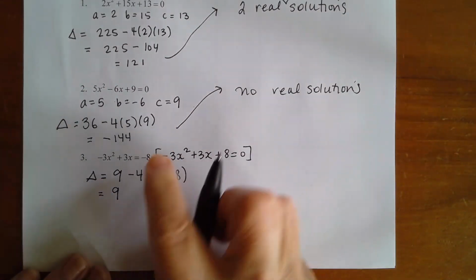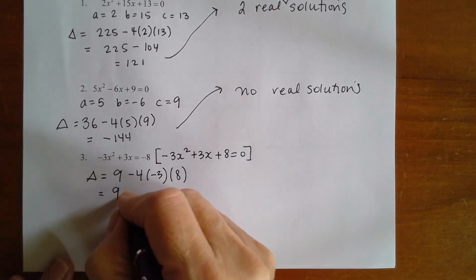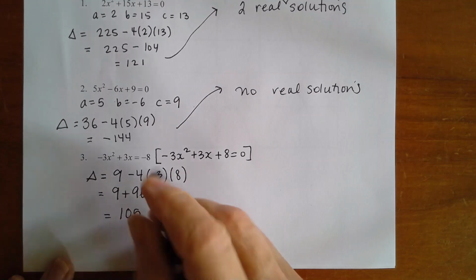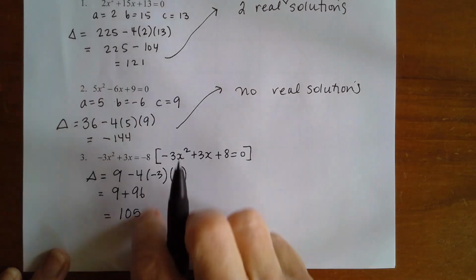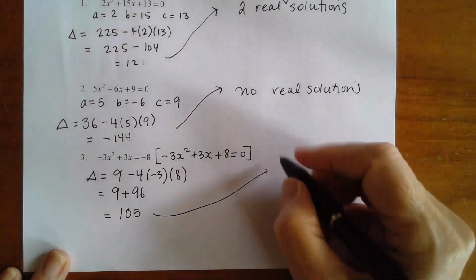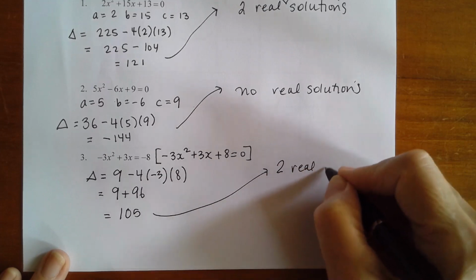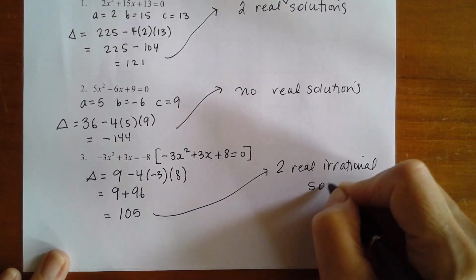Okay, that gives me 9. Now remember, this is a negative times a negative, so it's plus 96. So it's 105. That's not a perfect square. 100 is a perfect square and 121, but not 105. So I would say 2 real irrational solutions.